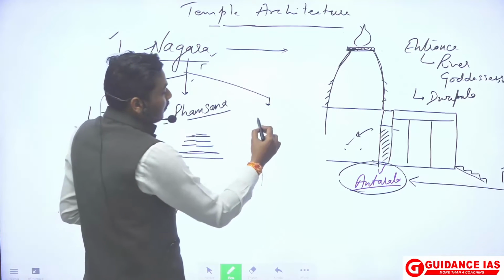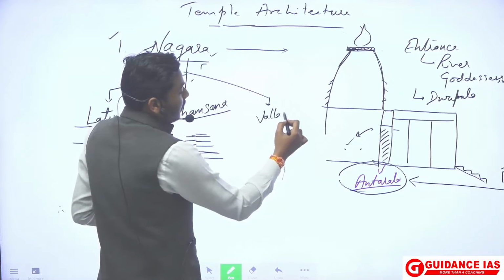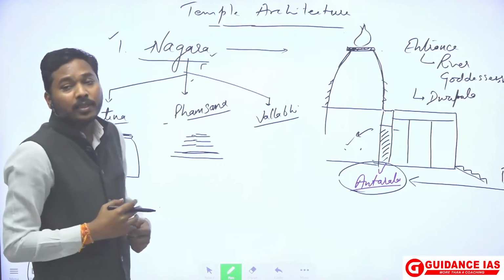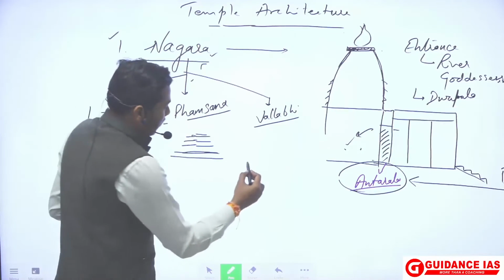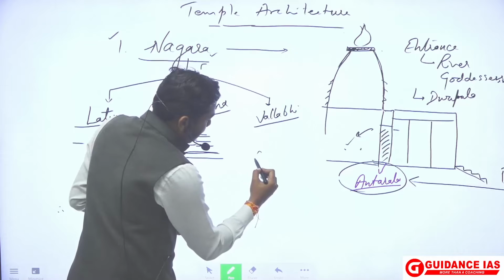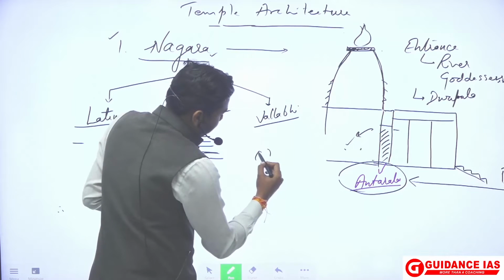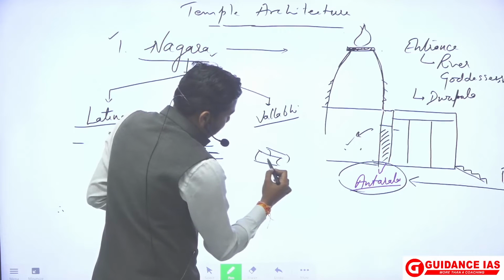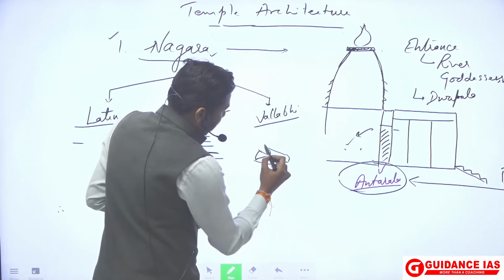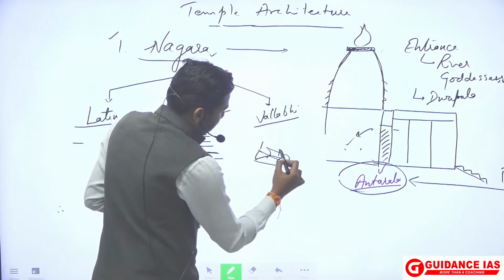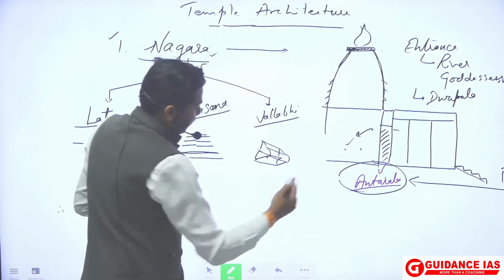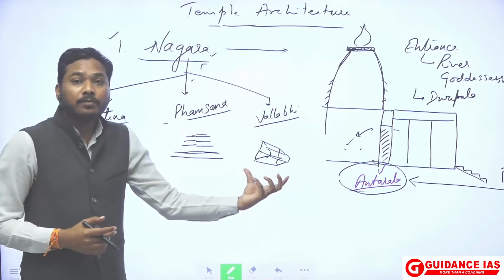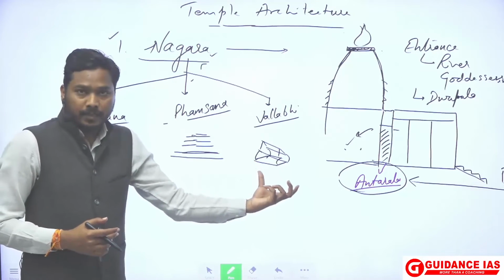And the third type of tower is the Wallaby style. In this Wallaby style, it is called a vaulted chamber. Now, how is this? It is like this. Clear? So it is the Wallaby style of architecture in the Nagar category.